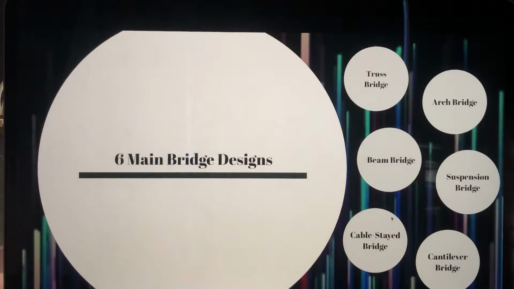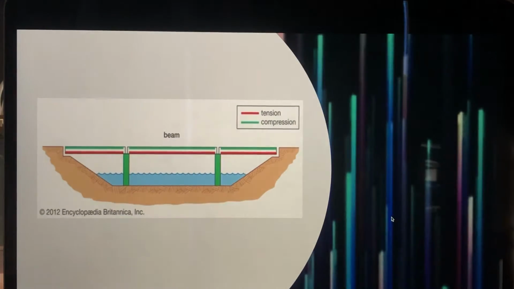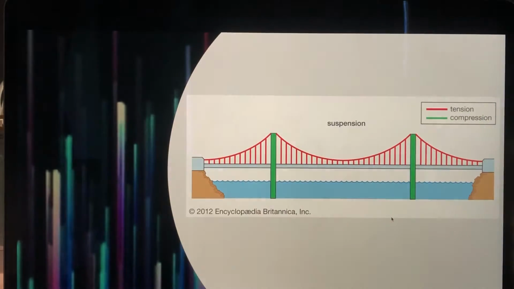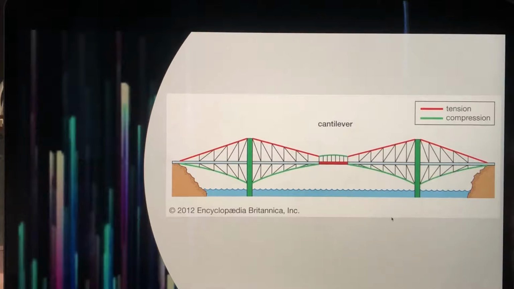To begin the design phase, all 6 of the main bridge types were identified and analysed. This ensured that the group had a firm grasp on the mechanics behind bridges. The 6 bridge types that were studied include the truss bridge, arc bridge, beam bridge, suspension bridge, cable stay bridge, and finally the cantilever bridge.